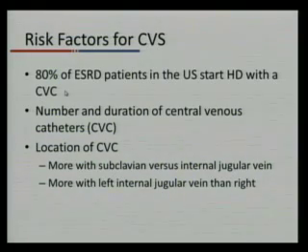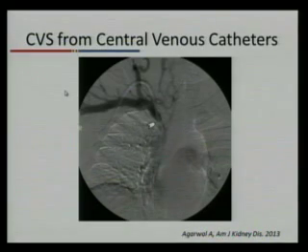And then the location of the central venous catheter also is important. There's more stenosis in subclavian catheters than in internal jugular vein catheters. And there's more stenosis with the left internal jugular vein catheters compared to the right internal jugular vein catheter. So here's an example showing a tunnel catheter in the right internal jugular vein, and notice here, right in the innominate or right brachiocephalic vein area, there is a stenosis, and you can see the collaterals develop.